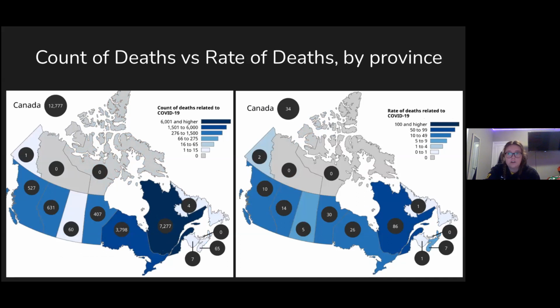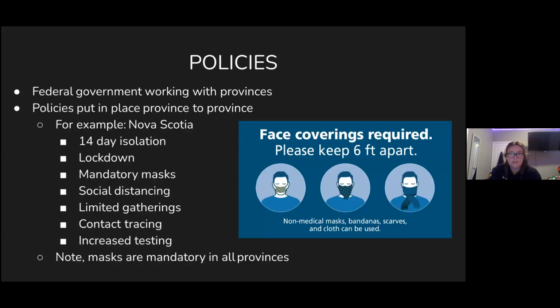Again, interesting to note, there's a significant difference in some provinces because they have larger populations. So for example, Ontario and Quebec, the two biggest provinces around the middle, are in darker blue for totals, but since their population is so high, when it comes to rate of deaths, they move down to a lower level. Next slide, please. So as I mentioned before, the policies ranged because the federal government didn't enact anything specific. Rather, they worked with each province and territory to put in place what was necessary.